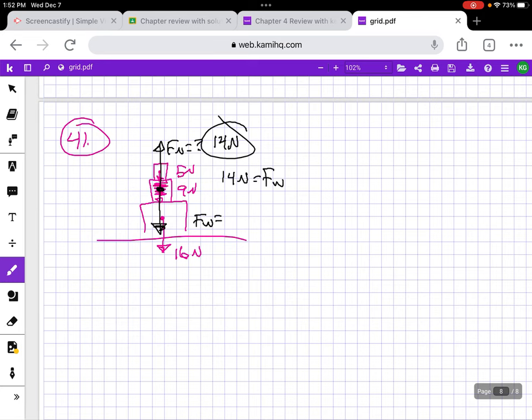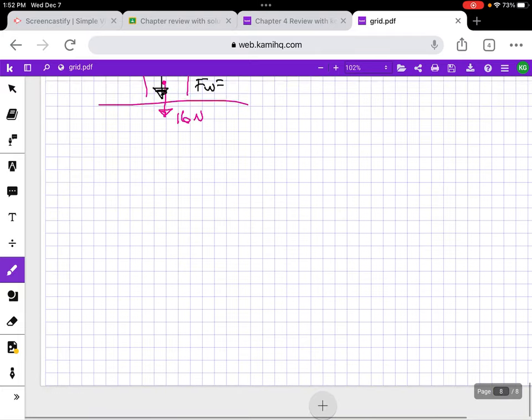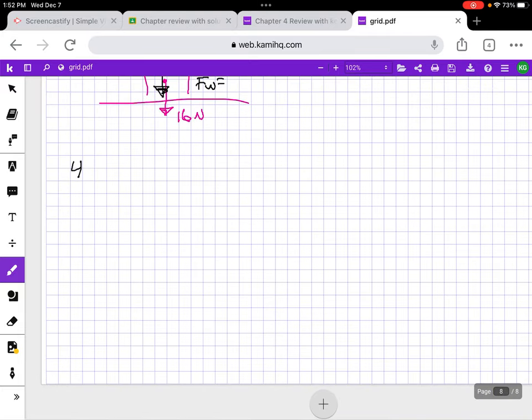42. A stagehand starts sliding a piece of stage scenery, originally at rest, by pulling it horizontally with a force of 176 newtons. Alright, draw a picture. Some stagehand is pulling it horizontally. So the force pull equals 176 newtons.